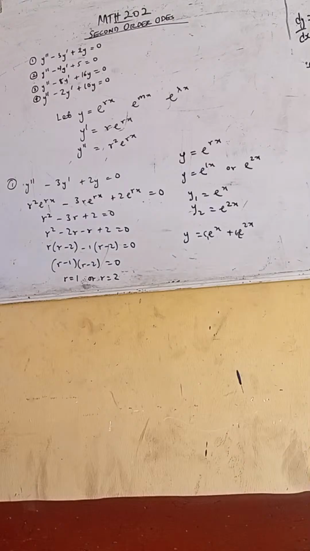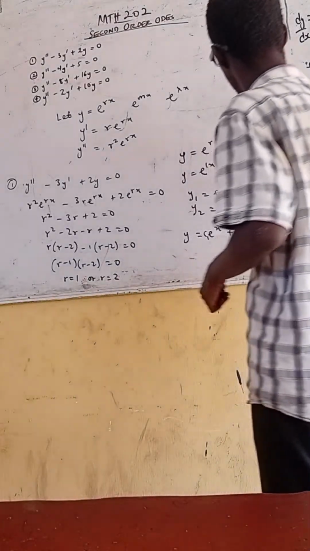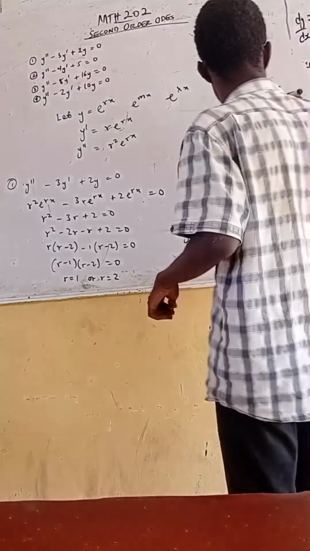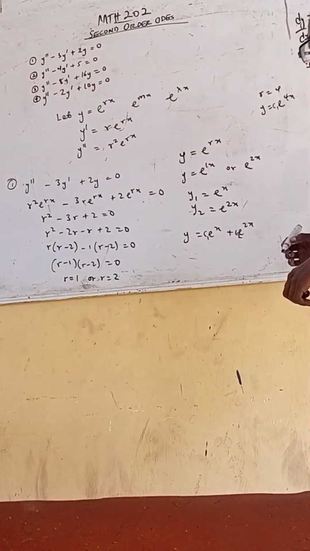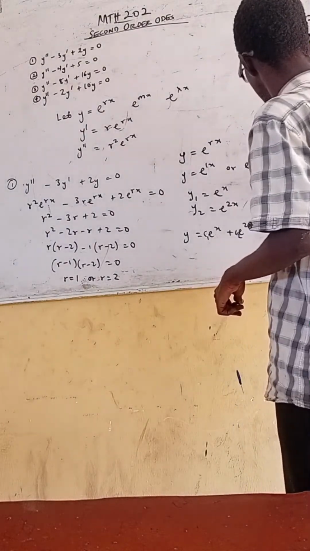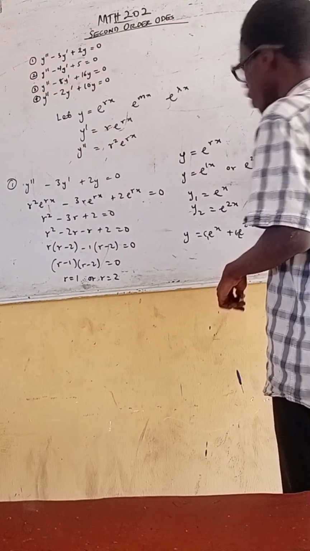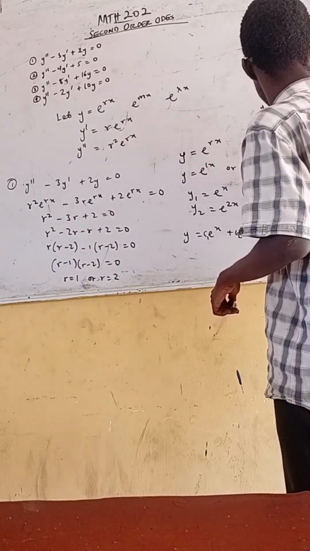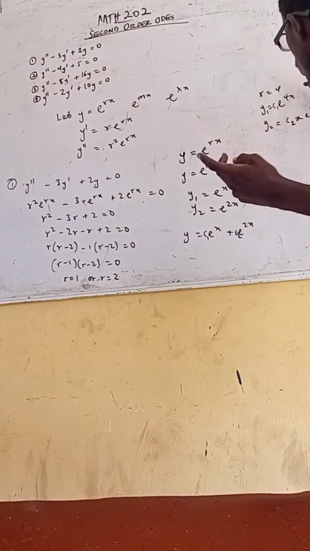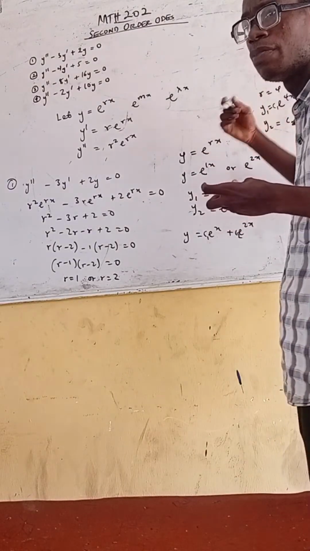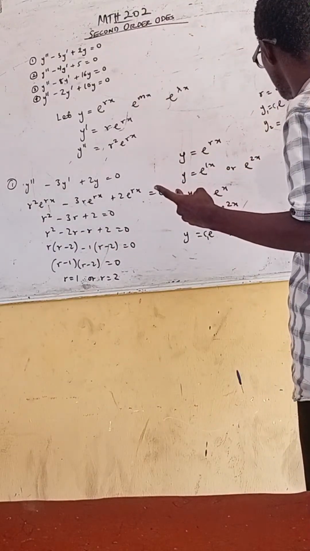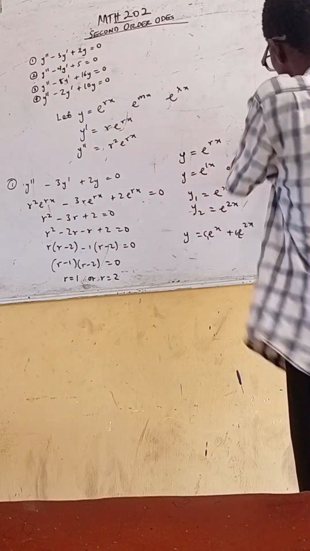Let's say r equals 4 and our y equals e raised to power 4x. This is our first solution, y1. The second will now become y2, which is c2 x multiplied by e raised to power 4x. If it is repeated, you know this is a quadratic, you get two answers: r equals 4 or r equals 4. So that's when you multiply it by x.